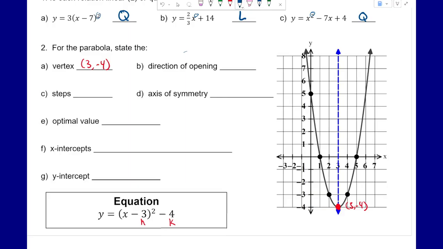Direction of the opening, I look where that opening is on my graph. I see it at the top, or as mentioned in class, I look where the arrows are pointing. In this case, the arrows are pointing up, so the direction of opening is up.